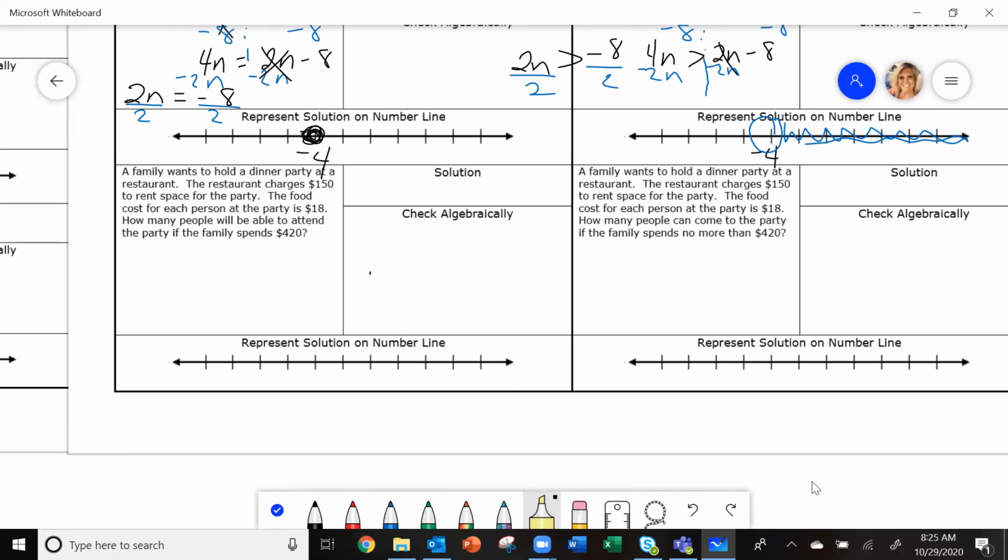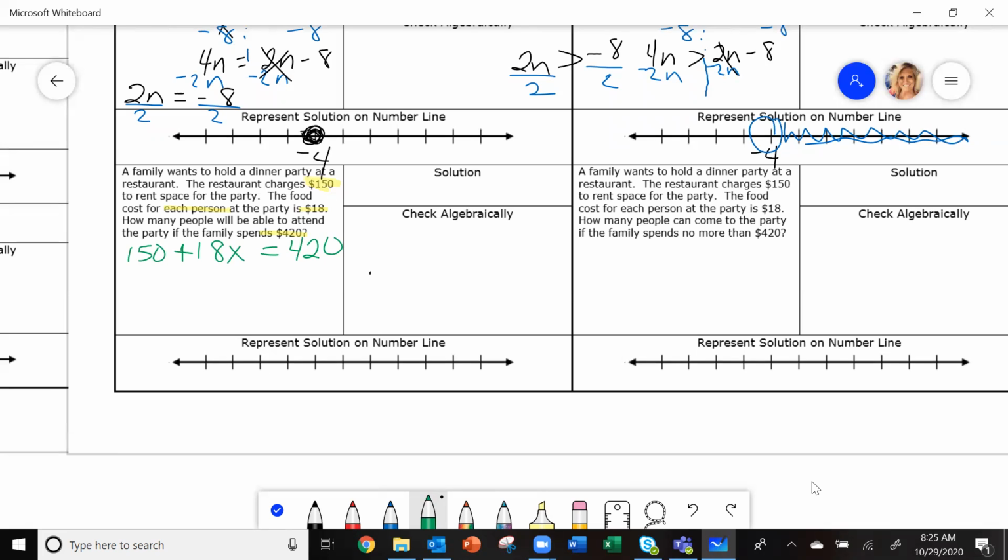This one says that if a family wants to hold a dinner party at a restaurant, the restaurant charges $150 to rent the space, and the food for each person is going to be $18. How many people will be able to attend if the family spends $420? Well, it costs me $150 to rent the room plus $18 for each person. x is the number of people. They plan on spending $420. So this would be my equation.